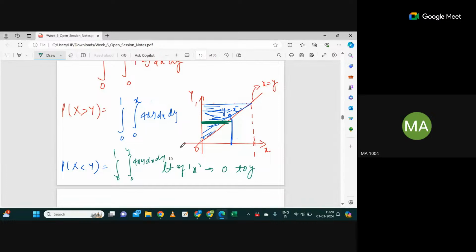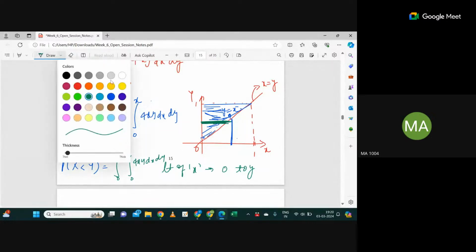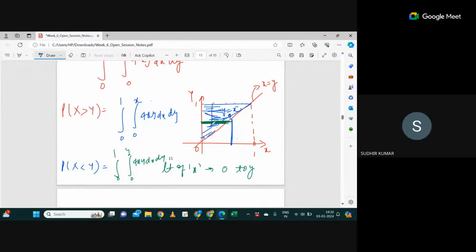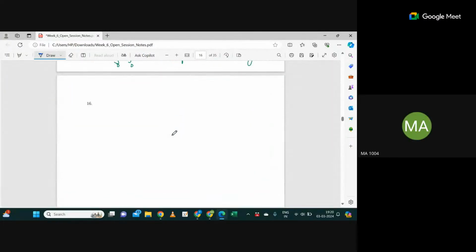If you want to find the limit of y, then I have to draw a parallel line to the y-axis, and then this is the line, right? Tell me what will the limit be? x to 1, because this is the 1. Got it? Is this fine? Now, is it okay or any difficulty?